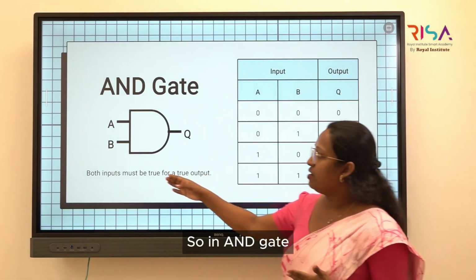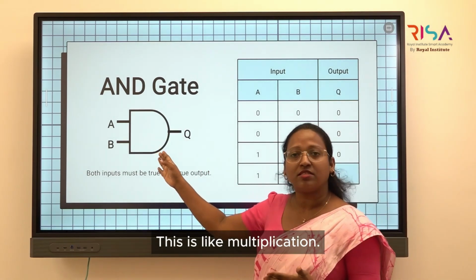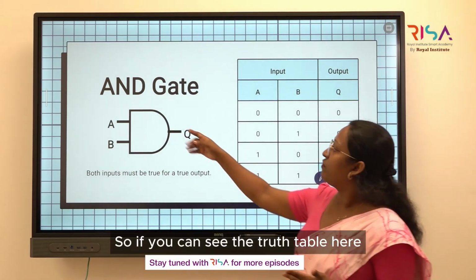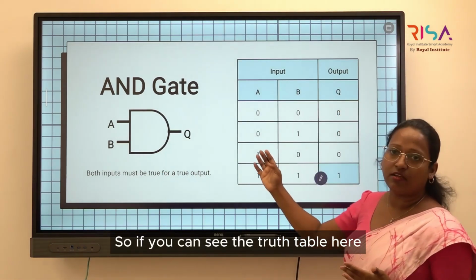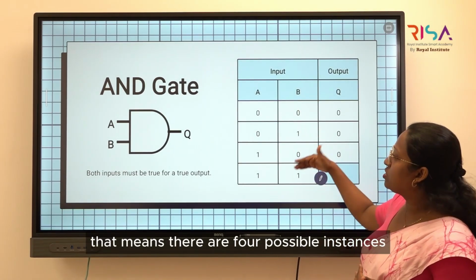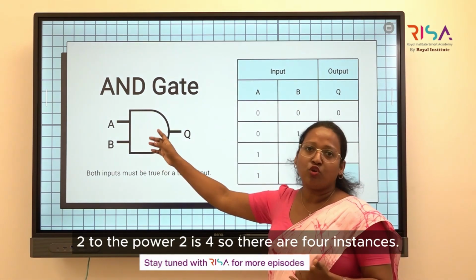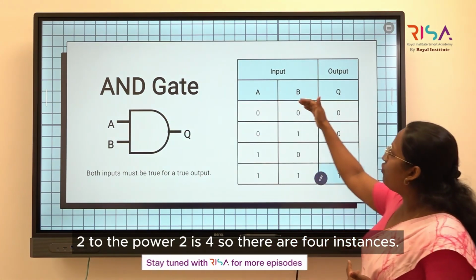In the AND gate, both inputs must be true for the output to be true. This is like multiplication. If you can see the truth table here, if A and B are 2 inputs, that means there are 4 possible instances. That means 2 to the power of the number of inputs. 2 to the power 2 is 4, so there are 4 instances.